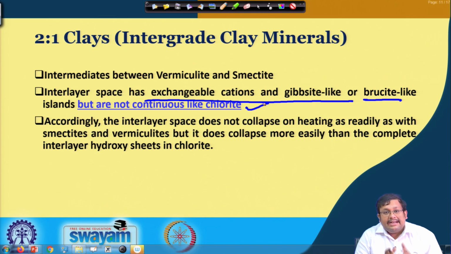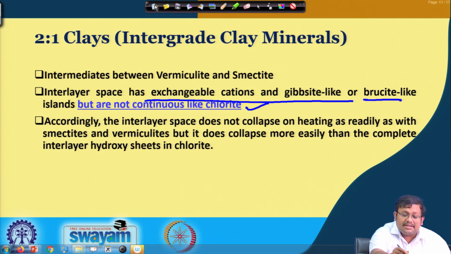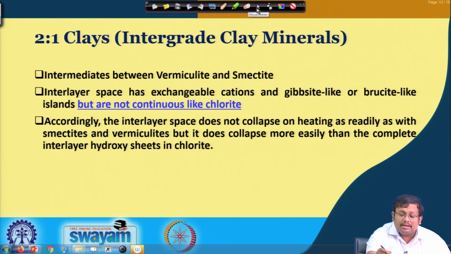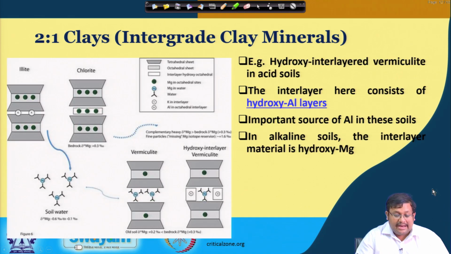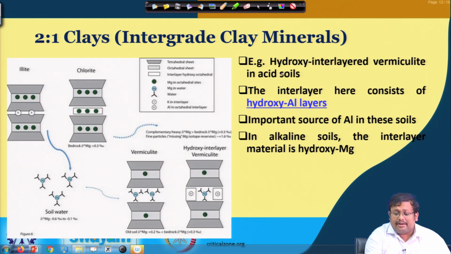Now, accordingly, the interlayer space does not collapse on heating as readily as with the smectite and vermiculite, but it does collapse more easily than that of the complete interlayer hydroxy sheet in chlorite. So, let us see how the interlayer space of this mineral basically looks. An example is hydroxy interlayered vermiculite in acid soil.